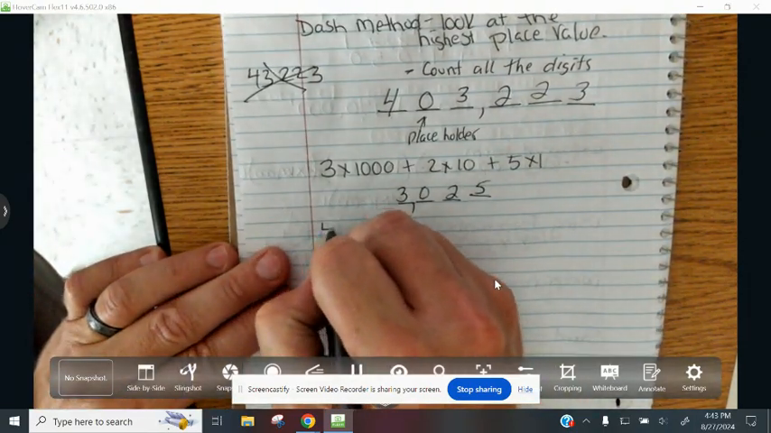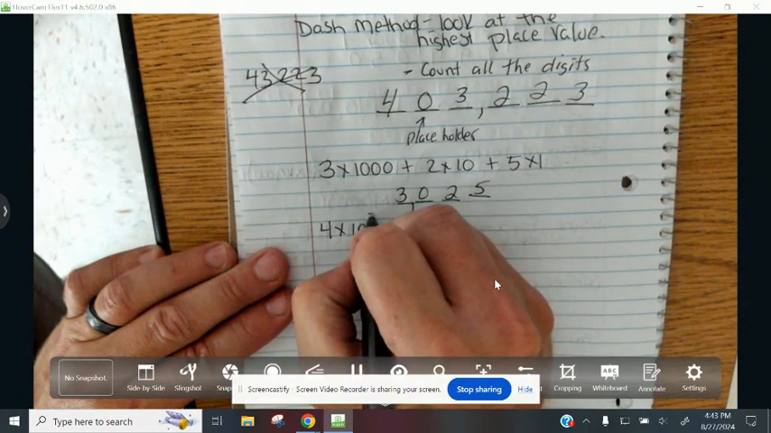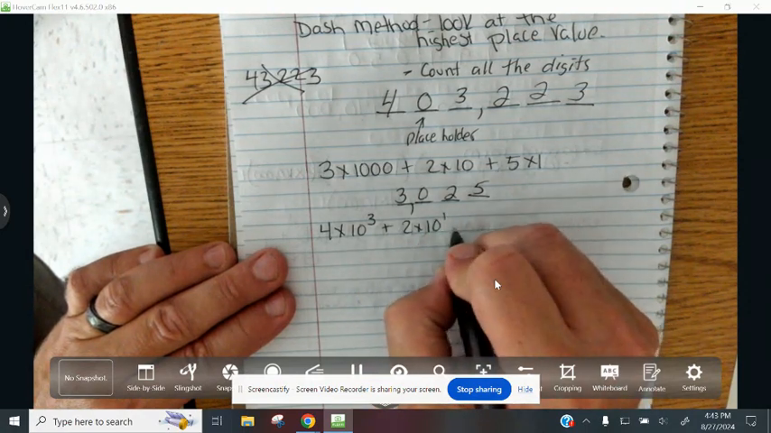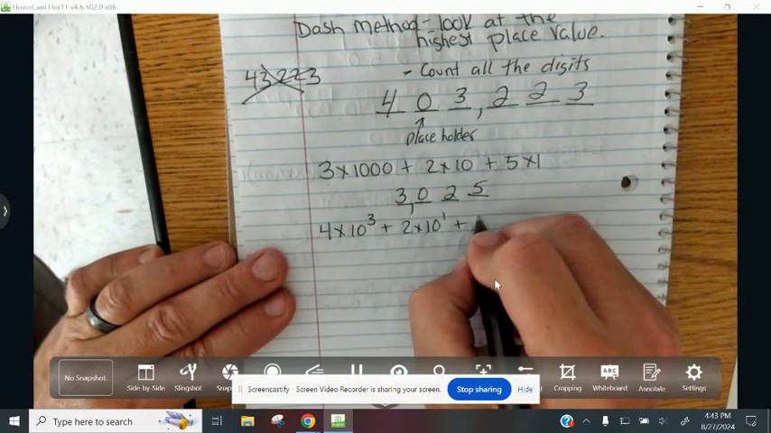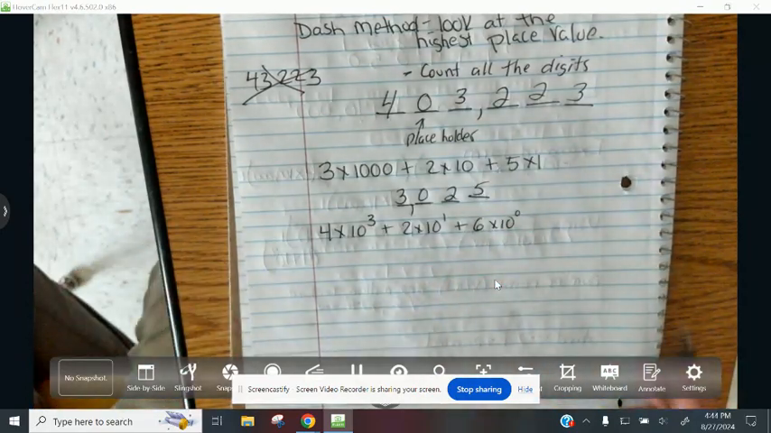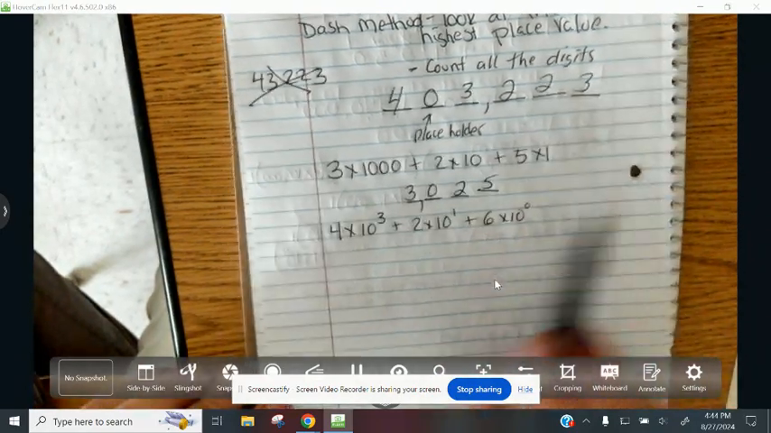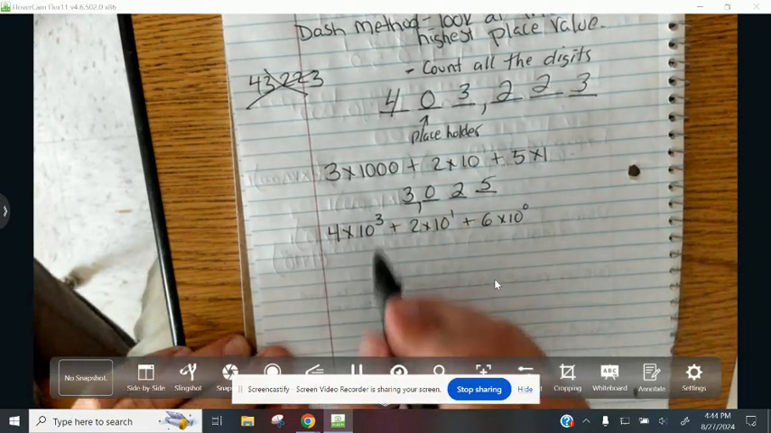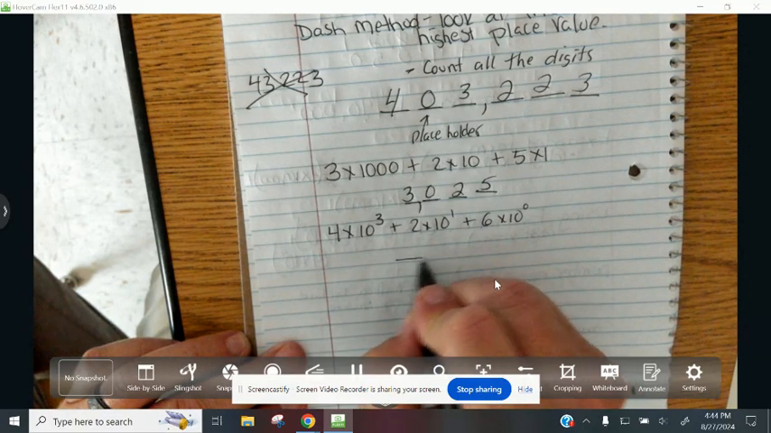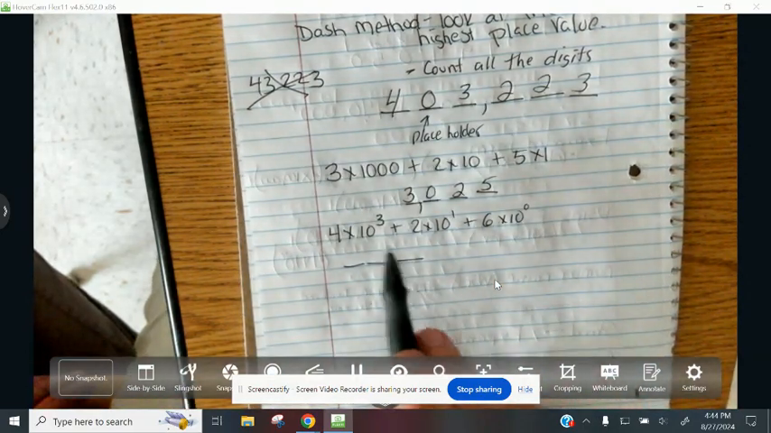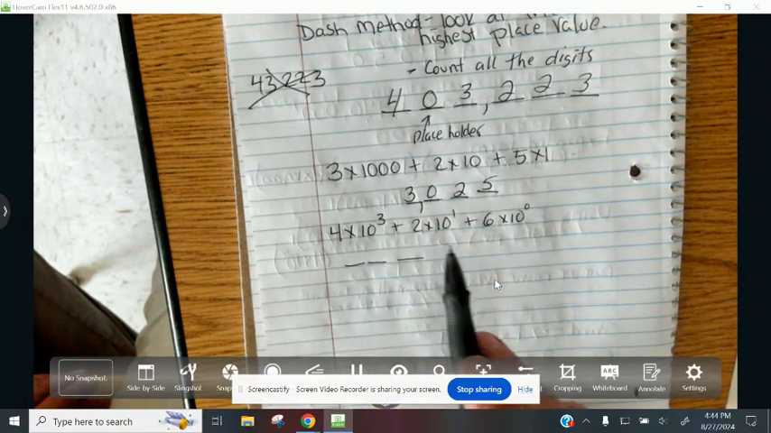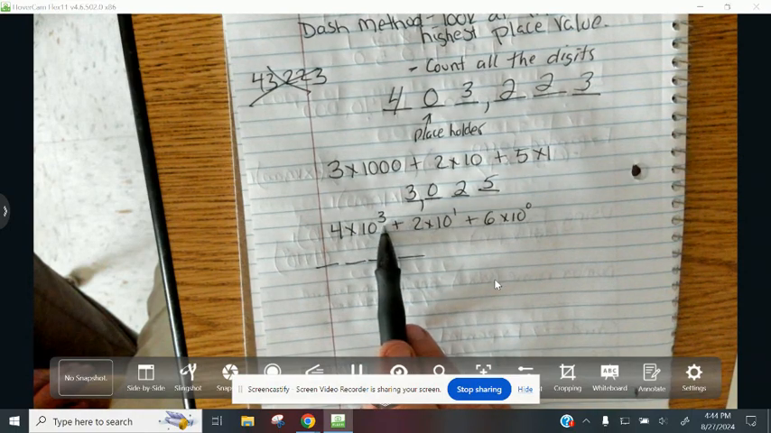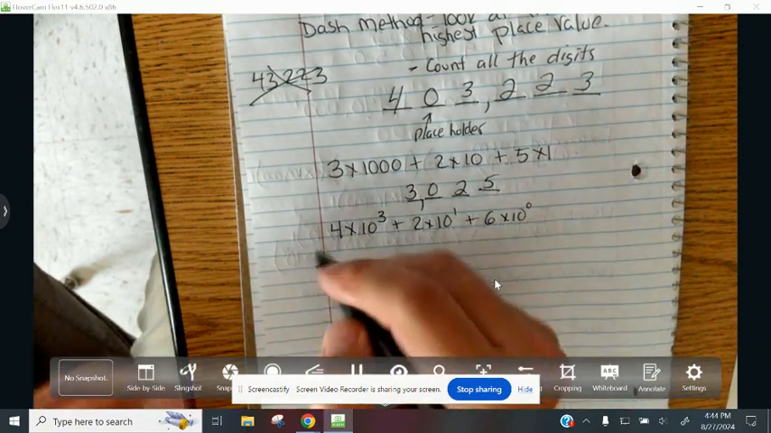Okay. What if I had 4 times 10 to the third power plus 2 times 10 to the first power plus, and we'll just do 6 times 10 to the 0, which just means the ones place. So again, this tells you that there's 3 zeros, right? So that means ones, tens, hundreds. Oh, I'm sorry. Boom. So that means there's 3 zeros. So you're in the thousands. So that'd be the thousands place. So there's a 4 here.